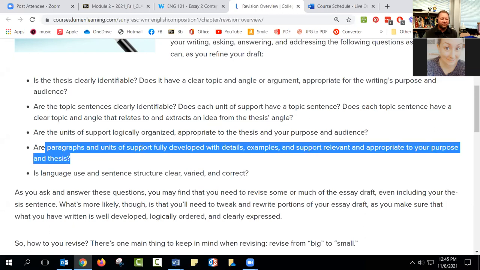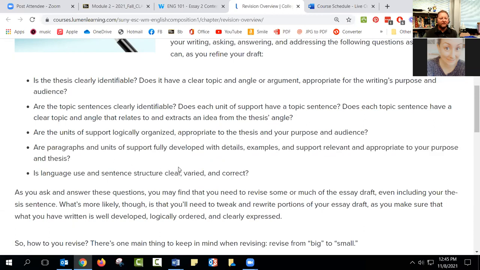Then a little bit deeper, and this is where a lot of the revision work comes into play. Are the paragraphs and units of support fully developed with details, examples, and support relevant and appropriate to your purpose and thesis, right? So a lot of times you can have a great thesis statement. You can have a great topic sentence for a body paragraph, but then you're kind of weak here, right? What more specific details could you include that would help the reader understand that main point in that paragraph? Do you need more examples to make sure it's really clear that they understand what it is you're trying to tell them, right? Is it supporting the topic sentence?